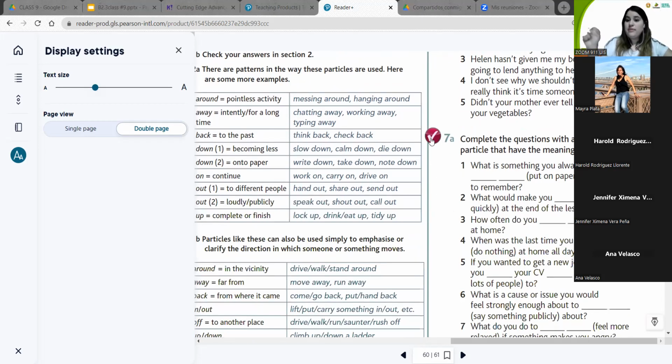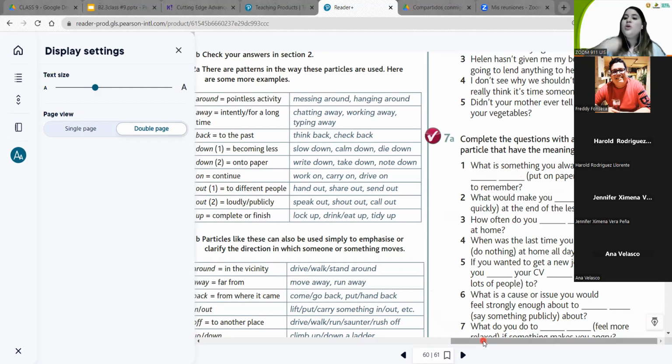Then in exercise number 7, it says complete the questions with a verb and a particle that have the meaning in brackets. For the first one the meaning in brackets is to put on paper. Let's read the sentence. What is something you always have to in order to remember? We have two words here, a verb plus the particle, which means put on paper. So what do you write? Write down.